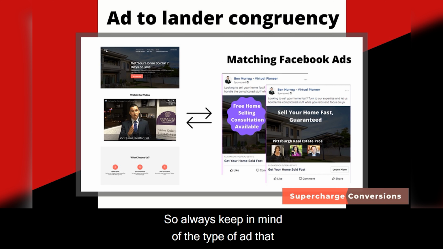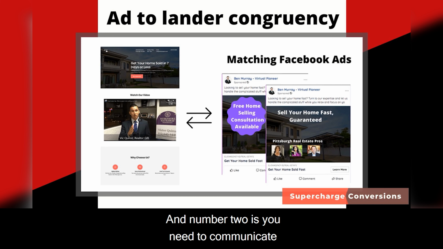So always keep in mind the type of ad that you're showing somebody and the lander that's going to follow after that. You have to match the person's expectations in terms of message, in terms of aesthetics, in terms of layouts. So if it's creating a familiarity, then there's less chance for the person to bounce and take off.